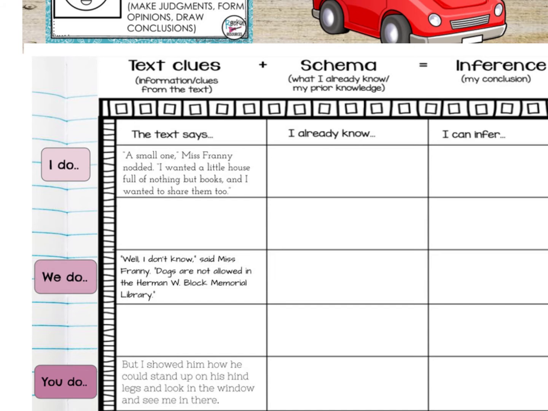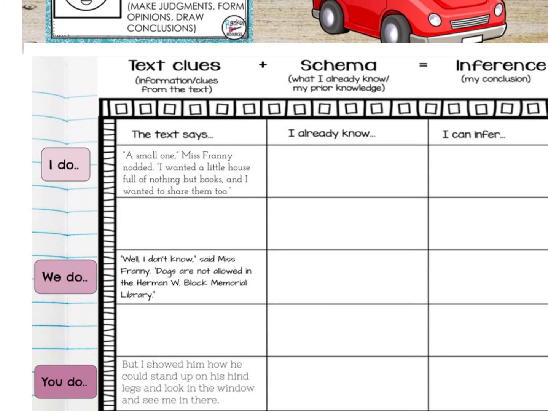So now let's think about how we can make inferences. I'm starting with this question, and it is a little bit more challenging since inferences are more challenging. They're not found right there in the text. I'm noticing there's quotation marks around it, which means it comes straight from the text. So let's start by reading what the text says.